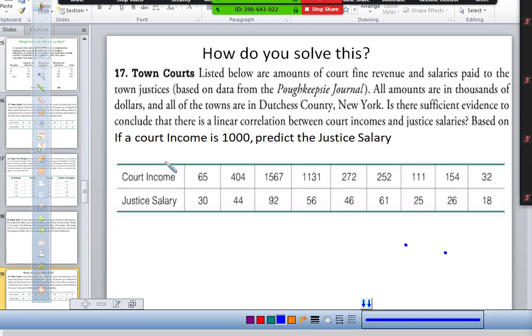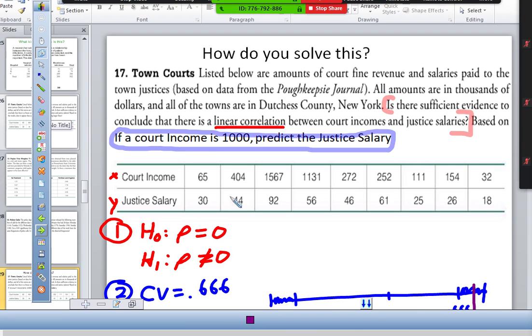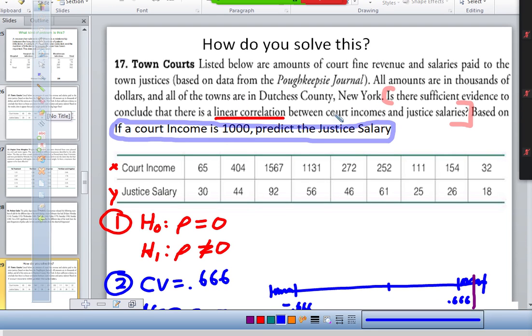All right. So let's go ahead and take a look at this. There's two things going on. First is this one here. Is there sufficient evidence to conclude there's a linear correlation between court incomes and justice salaries? That is my hypothesis test. That's the first part, my 5 steps. Then I'm asking a second part: if a court income is 1,000, predict the justice salary. So this is a separate section after the hypothesis test, part 2 in a way.